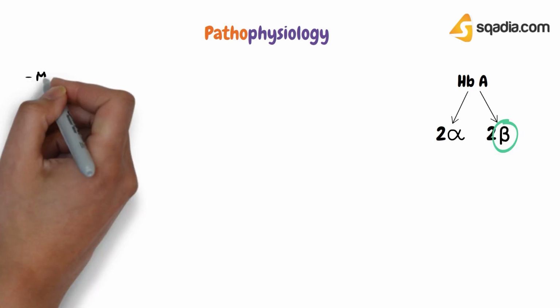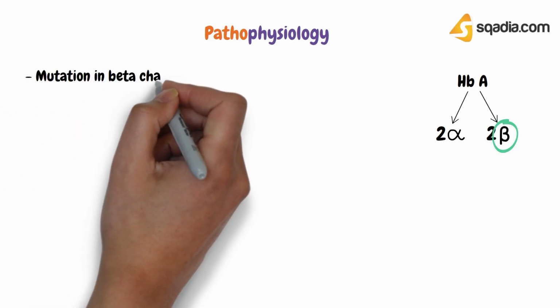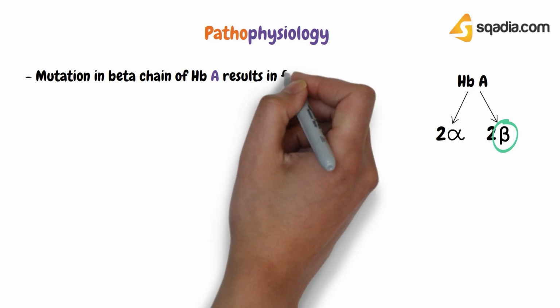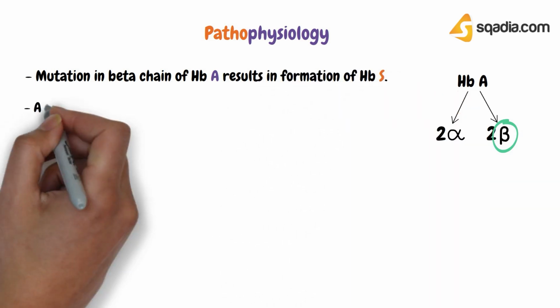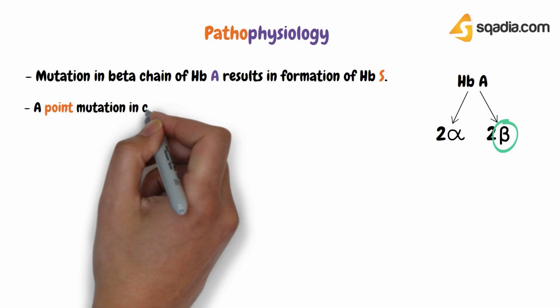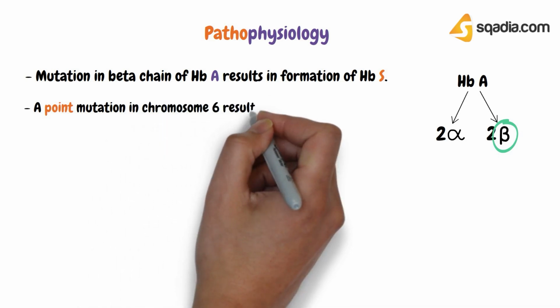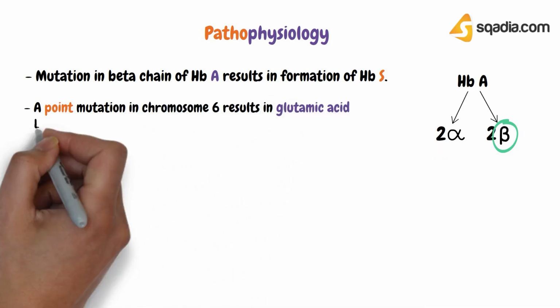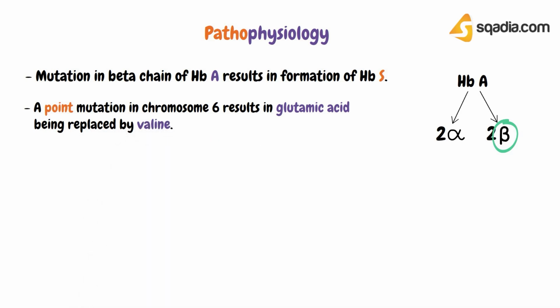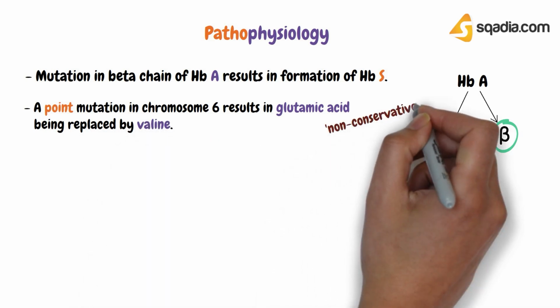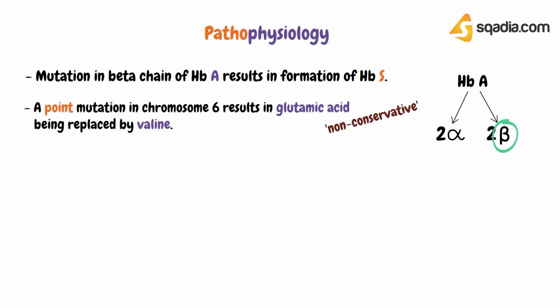A mutation in the beta chain of hemoglobin A results in formation of hemoglobin S. Now, more about that mutation. It is a point mutation in chromosome number 6, resulting in glutamic acid being replaced by valine. And this is called a non-conservative mutation, which means that due to the mutation, the structure of the nucleotide chain has been changed.